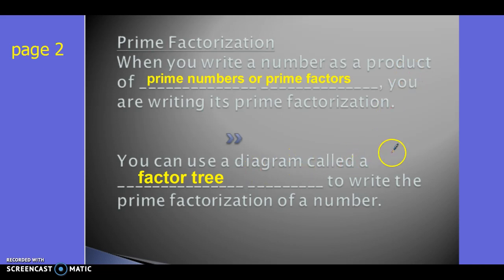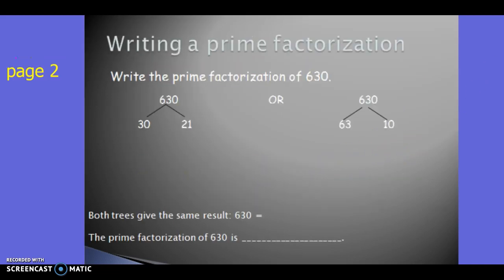And we're going to use a diagram called a factor tree to help us write the prime factorization of a number. So continuing on page 2, let's look at writing the prime factorization of 630. One thing I want you to know is that no matter which way you start your factor tree, you will always end up with the same answer.